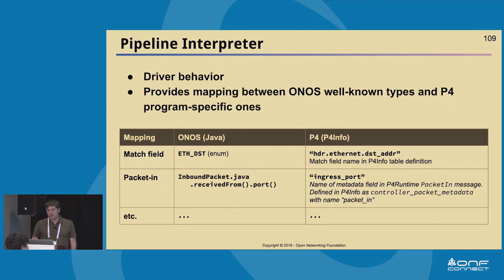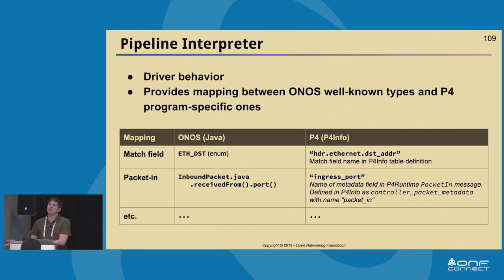and if, actually, there should be a slide after this, but I can answer this question now. The idea is that if you want to use built-in applications that use ONOS known types, like the Ethernet destination enum for the match fields, then you have to provide a map.